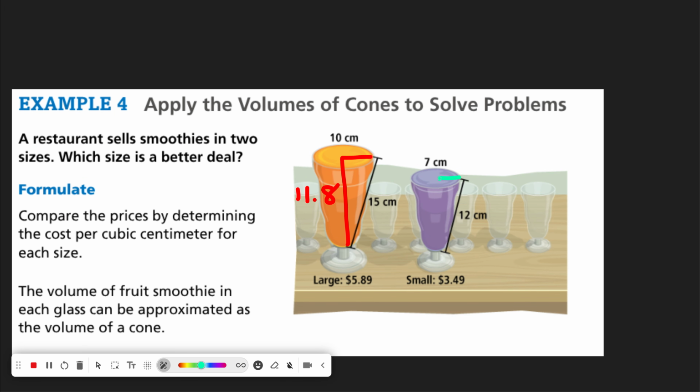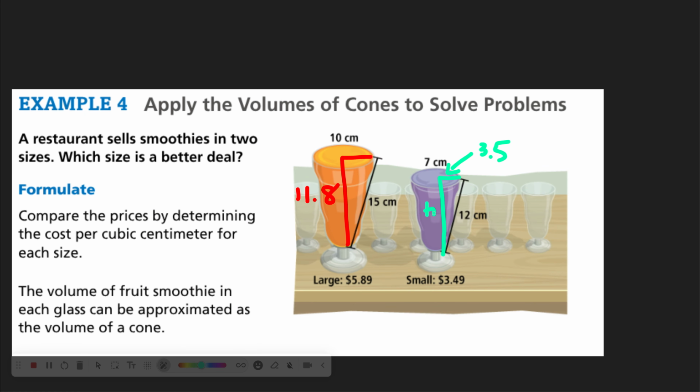Let's find this height. Well, this is going to be 3.5. So this height is going to be the square root of 12 squared minus 3.5 squared. Which is 11.47. So very similar heights. I don't know. I'm thinking the smallest the better deal here, but let me just go ahead.